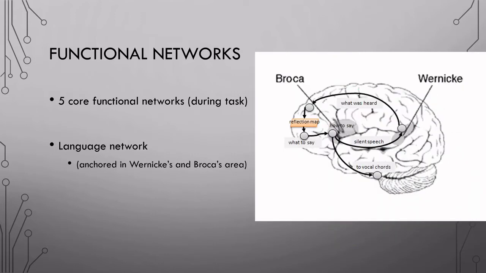The next network is the language network, and this is anchored in Wernicke's and Broca's area in the left hemisphere. So it's the connections between Wernicke's and Broca's and also other parts of the cortex. The language network deals with everything related to auditory processing of language, to comprehending sentences, more in Wernicke's area, to actually physically producing language in Broca's area.